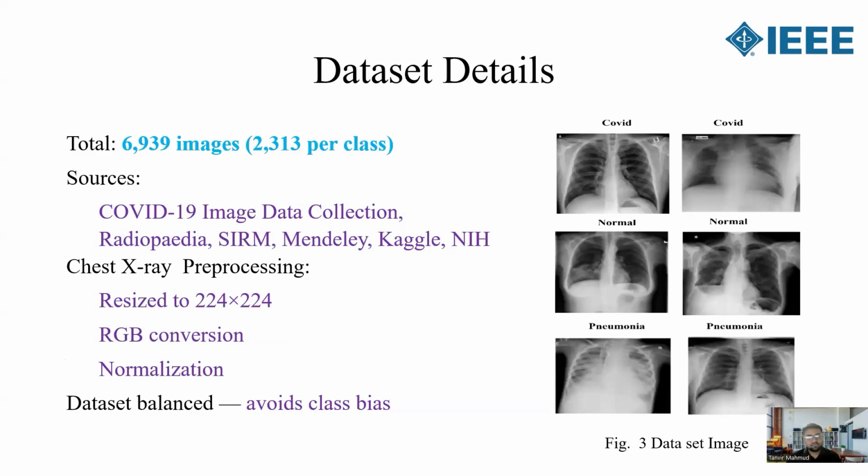The dataset used contains 6,939 balanced chest X-ray images equally distributed among the three classes: COVID-19, pneumonia, and normal. All images were pre-processed, resized to 224x224, and converted to RGB. This processing ensures uniformity and eliminates dataset bias.